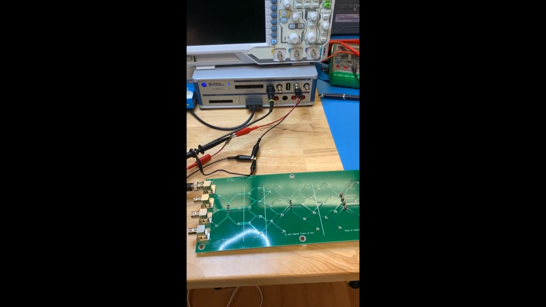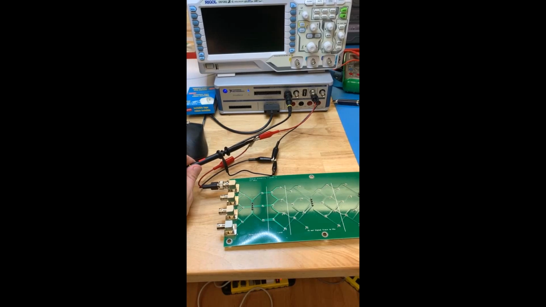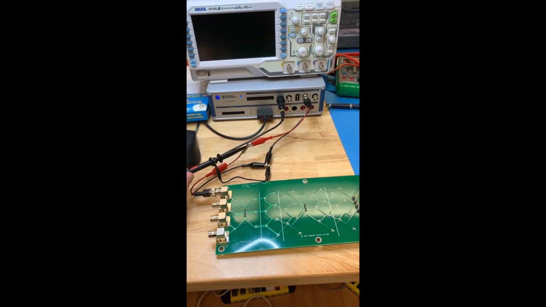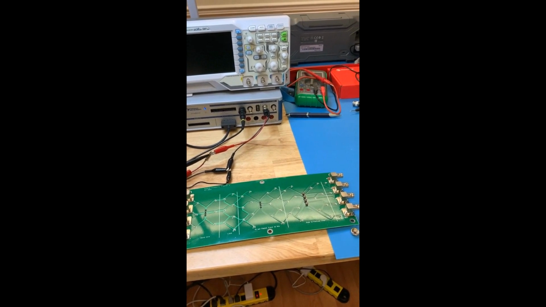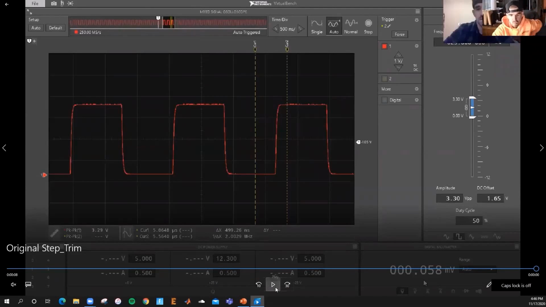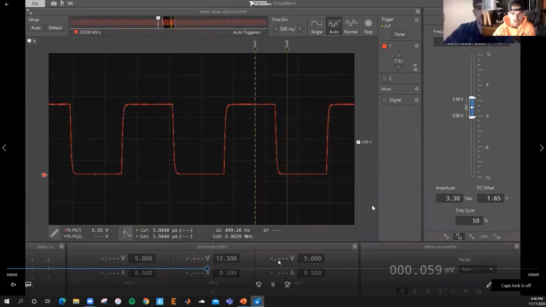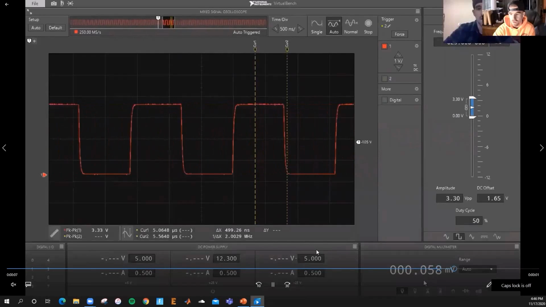So shown here is our basic TDR measurement setup. We have the oscilloscope attached to the source of the line, and then this is measured in open circuit configuration. So here we have the original step with a period of 1.6 microseconds and a voltage peak to peak of 3.3 volts.